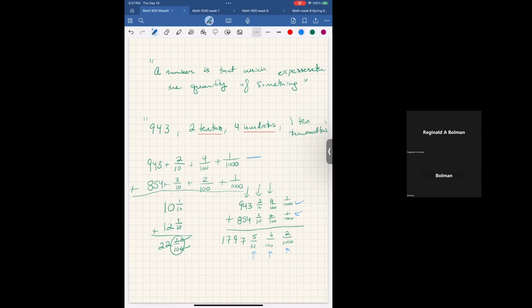So instead of writing this 943 and 2/10, 4/100ths, 1/1000th as this quantity, it turns out that you can simply write the whole number out in front, put a decimal to represent that you're now working with a fractional quantity. You then take your 2 from your tenths place, you take your 4/100ths, put it in the hundredths place, and you take your 1/1000th and you put it in the thousandths place, just like that.